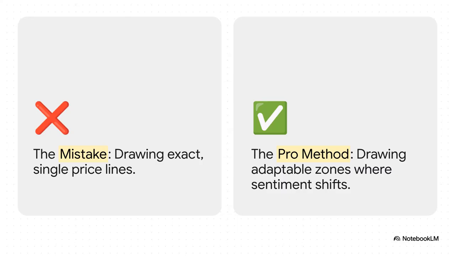Okay, pro tip here, and this is a big one. The biggest mistake beginners make is drawing support and resistance as these perfect single lines. But that's not how the market works. The pros think in zones. Why? Because market psychology isn't a single price point down to the penny. It's an area where sentiment starts to change.